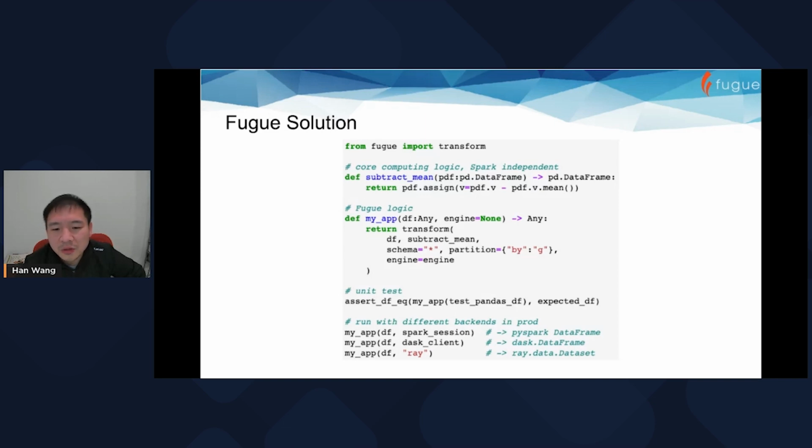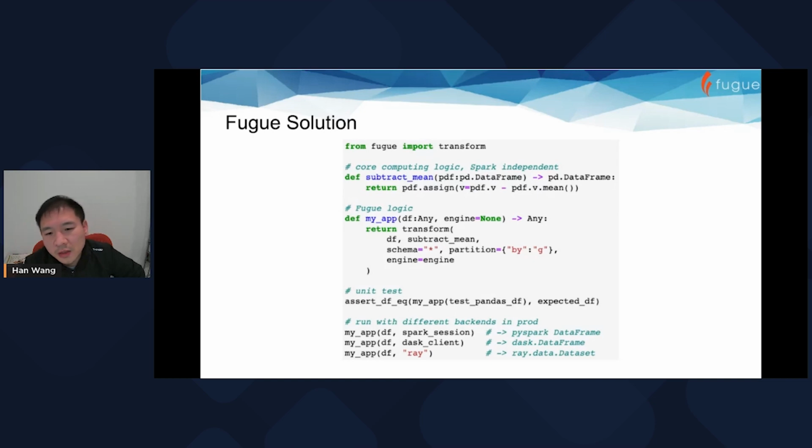Now let's see how we unit test this my app. In order to test this, you just need to pass in a Pandas data frame without setting the engine. So in this way, Fugue will just translate your logic into Pandas logic. So the transformation will just happen locally, and the output will just be a Pandas data frame. You can make assertion on that. So this is just a simple unit test.